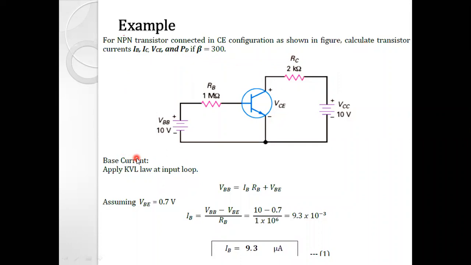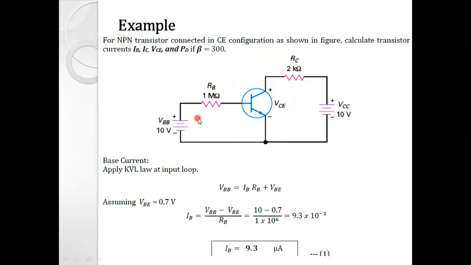by using KVL at the input side, that is the input portion over here, because in common emitter configuration base terminal behaves as an input terminal and the collector terminal behaves as an output terminal, right? So this portion is the input portion and this portion is the output portion.